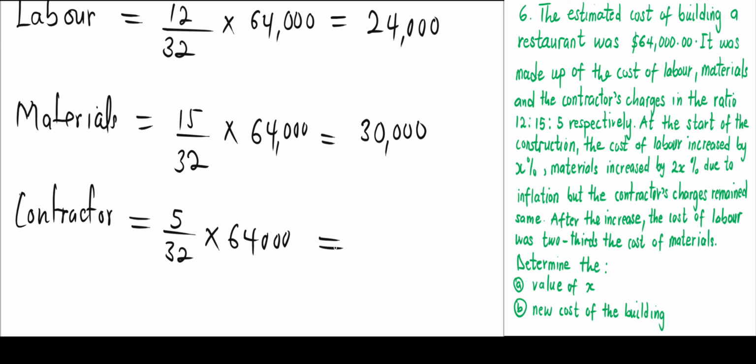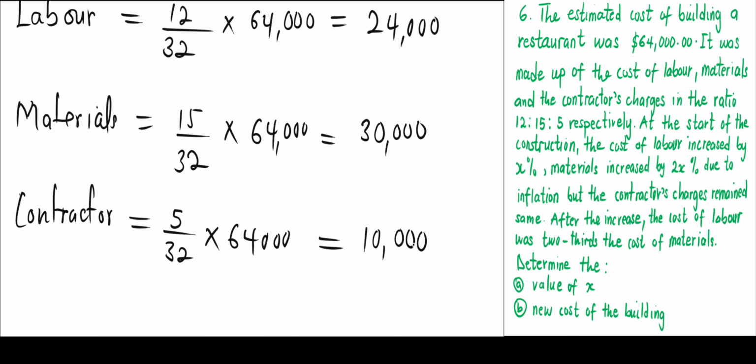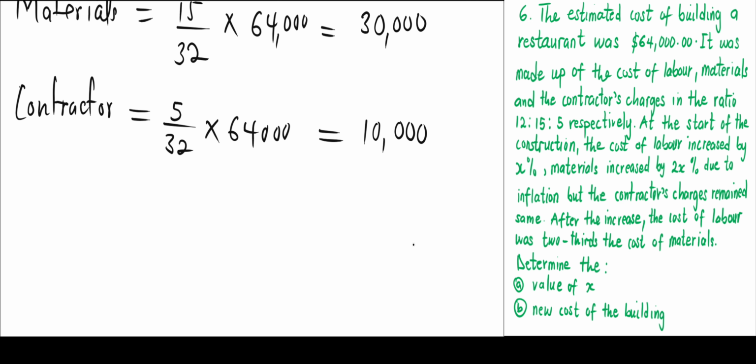We have 5 divided by 32 times 64,000, and we are getting a result of 10,000. All right. So when you add the three costs, it must be equal to the estimated cost. So it means 24,000 plus 30,000 will give us 54,000. Then plus the 10,000 will give us 64,000. So we could see that it is equal to the estimated cost.